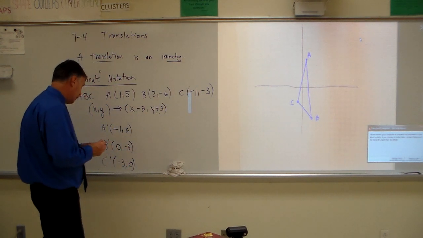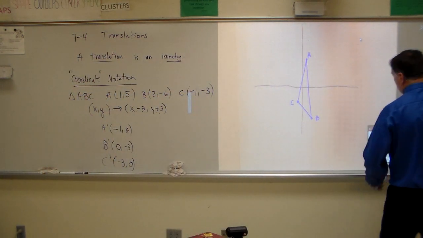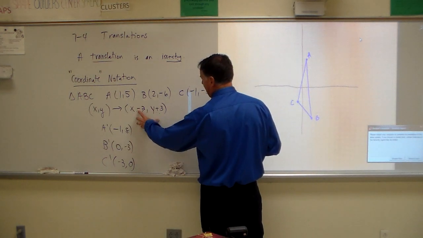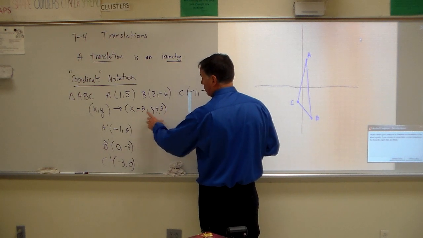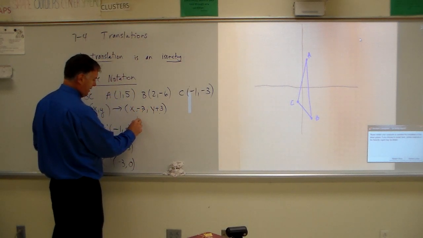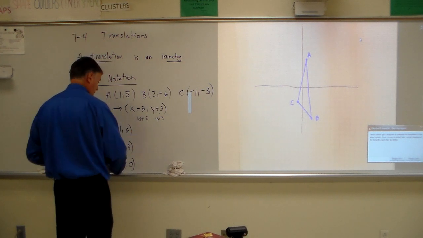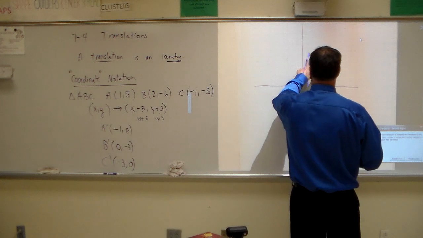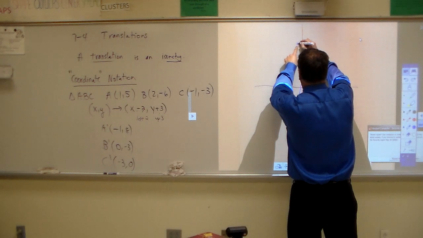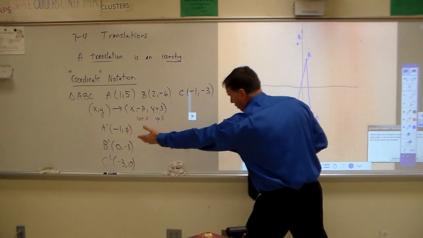Now, we could graph those points, but I'm going to show you another way to do this. If they give you the rule, you can just follow the rule. This tells me for my x's, I go left 2, and up 3. Let's get to A. Left 2, 1, 2, up 3, 1, 2, 3. There's my A prime. And what was A prime? Negative 1, 8, so it matches what we did.